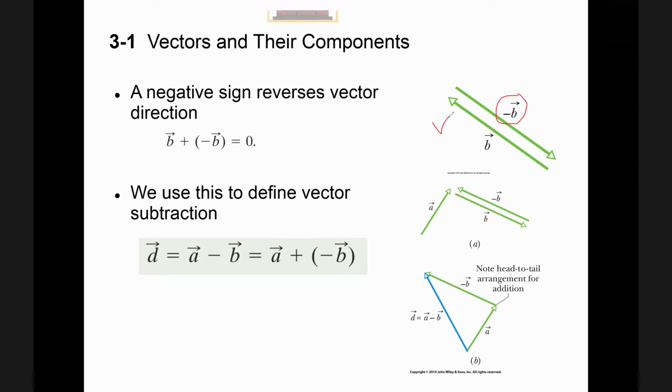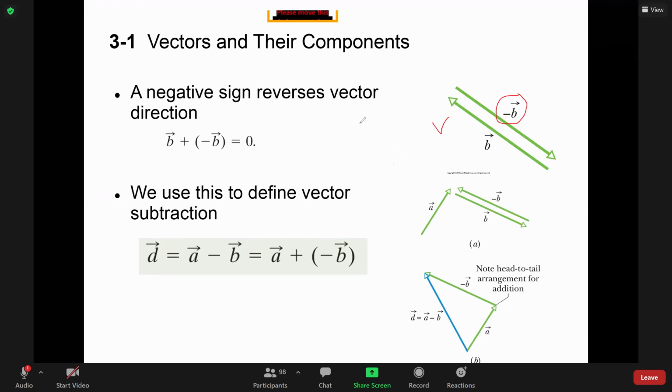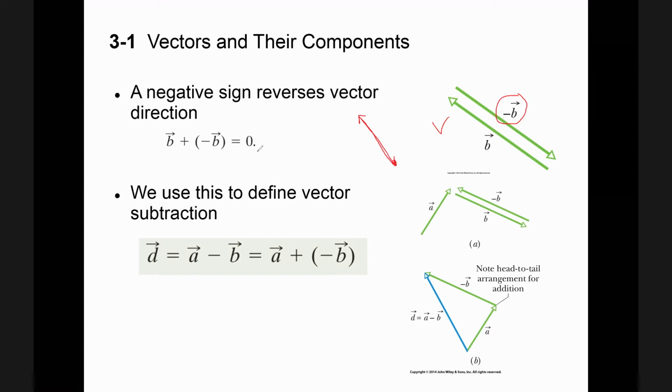So what happens if I want to add the vectors B plus minus B? What do I do? Here I have the B. On the head of B, I add the minus B. So I went back to the same point, which means the addition should be 0. So this is how I add vectors.